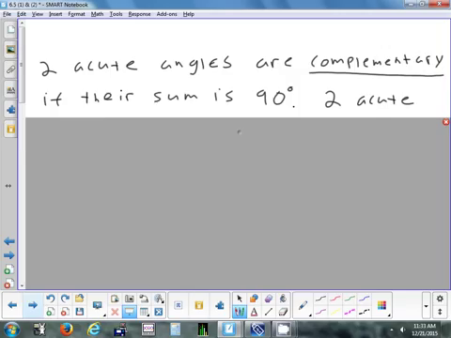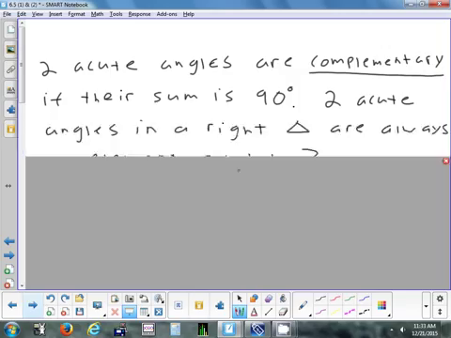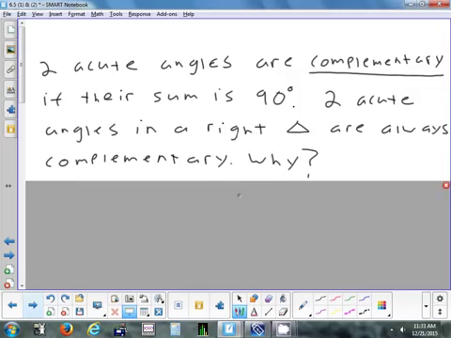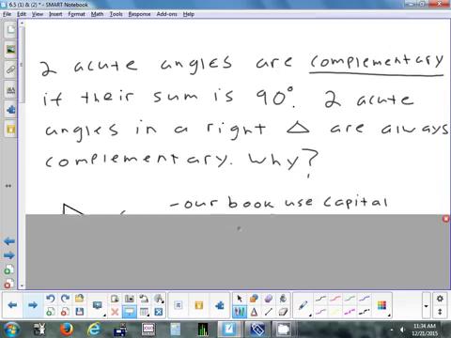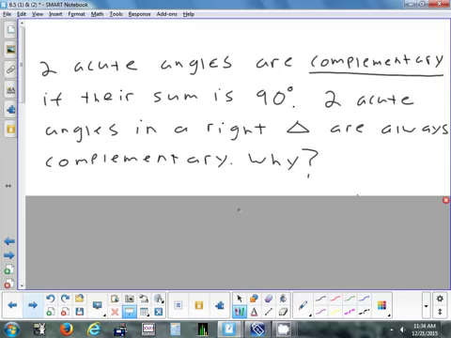So just as a reminder, if you have angles that are complementary, that means they add up to 90. And I'm saying that in a right triangle, the 2 acute angles are always complementary. Why? Because you already are given a right angle which is already 90 degrees, and the sum of all the interior angles of the triangle is 180. So all of the angles have to add up to 180. If the right angle already uses up 90, then the other 2 angles have to add up to 90.